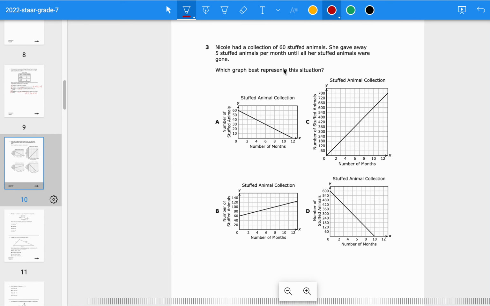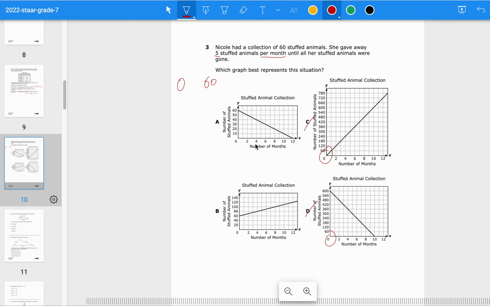Question number 3. Take a look at the question here. 60 stuffed animals, and she gave away 5 per month. So each month she will give out 5 stuffed animals. So from 0, at the very beginning, she has 60, right? So we can see from 0, 60. This one, we can consider. This one, 0 and 0, is wrong, out. This one, 0 goes to 600. She doesn't have that many, so this one is out. So we're going to choose between A and B.